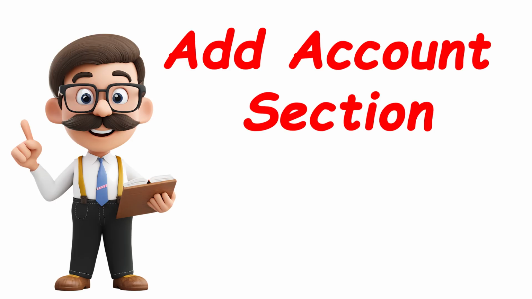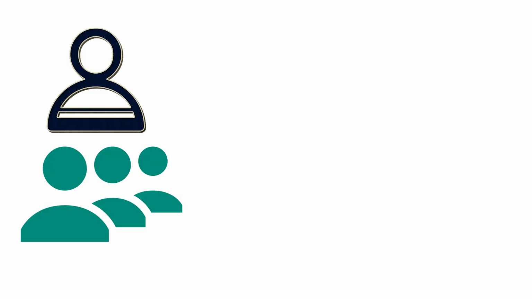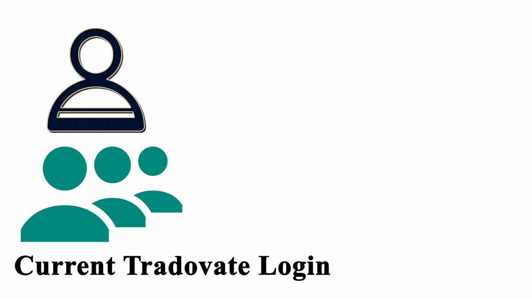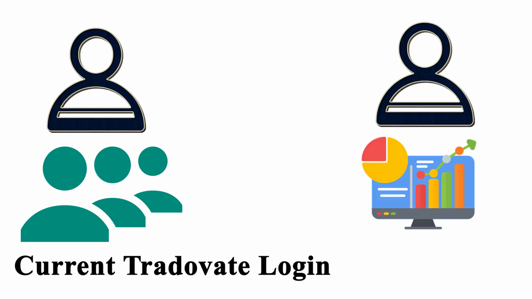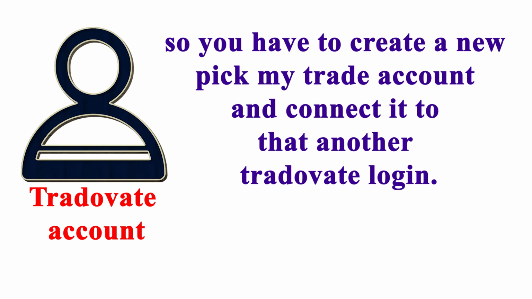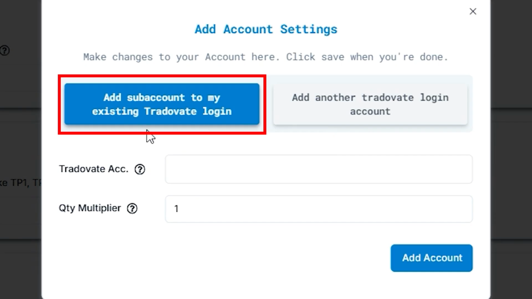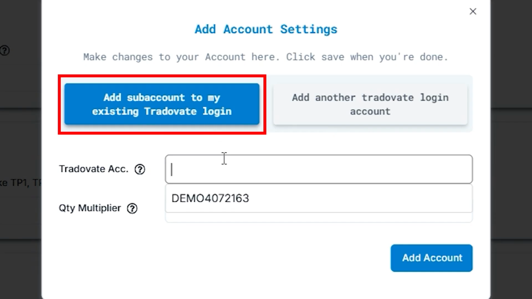Now we will learn about the Add Account section. It allows you to specify multiple accounts in which you want to place trades. One can be your sub-account, under your current Tradovate login, and another case would be your friends' or family members' account. And let's say you have another Tradovate account, so you have to create a new PickMyTrade account and connect it to that other Tradovate login. Then you will get the Tradovate token. So click on Yes, and it will ask to add sub-accounts to the existing Tradovate login.